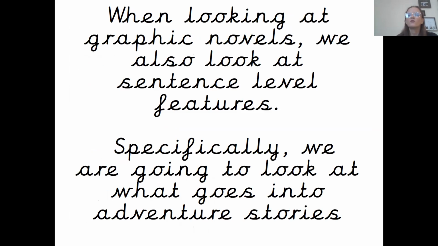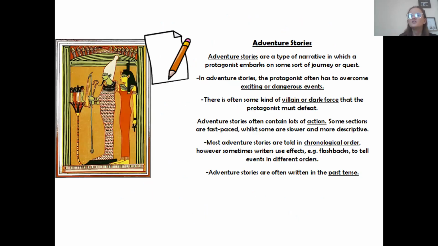When looking at a graphic novel, we also look at the sentence level features. Specifically, during this topic, we are going to look at what goes into adventure stories, and in an adventure story graphic novel. So adventure stories are a type of narrative in which the protagonist, so the main character, goes on some kind of journey. They usually have to overcome something exciting or dangerous, and there's often some kind of villain, so a bad person or a dark force that the main character has to beat.